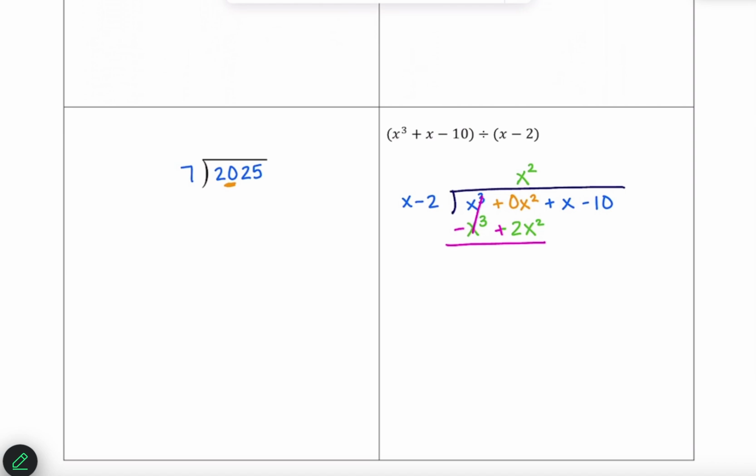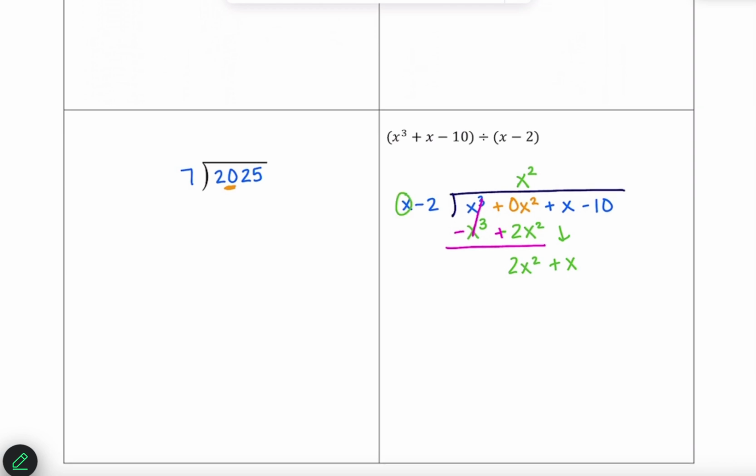And then I add my column, so the x cubes cancel out. 0x squared plus 2x squared is 2x squared. And then I can bring down the next term. And the next time I subtract, I want to subtract away that 2x squared. So I think about x times what will give me 2x squared. And that is 2x. Right, so I'm going to add 2x here. And then I'm going to multiply. So 2x times x will give me 2x squared. 2x times negative 2 would give me negative 4x.